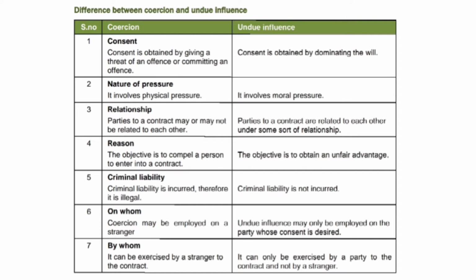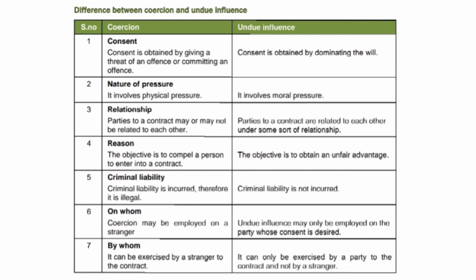So in coercion, criminal liability is going to be incurred, therefore coercion is considered as illegal, whereas in undue influence, criminal liability is not incurred. So the sixth difference relates to whom the pressure is applied on, because we obviously know that in both coercion and undue influence, the pressure is going to be applied on somebody, right? So who that somebody can be or cannot be is basically the point of this difference. So when it comes to coercion, coercion may be employed even on a stranger, whereas undue influence may only be employed on the party whose consent is desired.